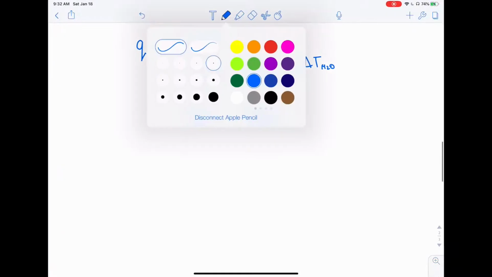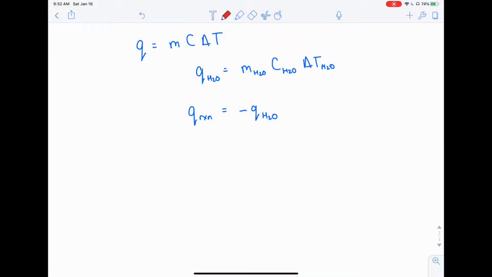Now, what Mofe asked is the next part of this, because the Q of the reaction is only specific to the reaction you did. So if you use 50 grams of reactant versus 100 grams of reactant, you'll get a different Q because you're releasing a different amount of heat.